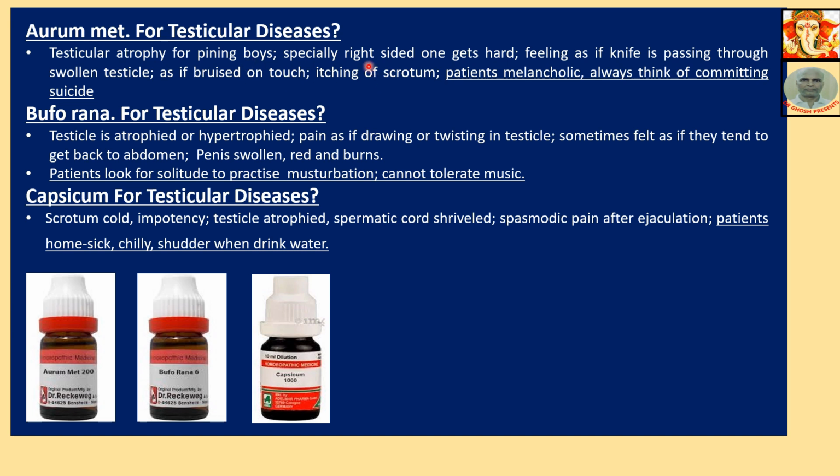So this medicine can come both in testicular atrophy and in inflammatory types of diseases: as if bruised on touch, itching of scrotum, patient melancholic, always thinking of committing suicide. The underlying symptom everywhere relates to the general symptom, that is, the person's symptom.